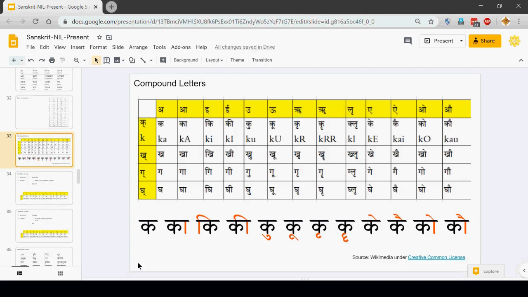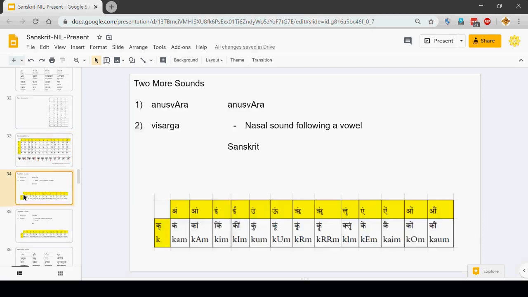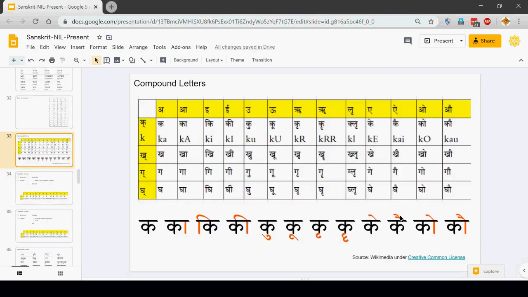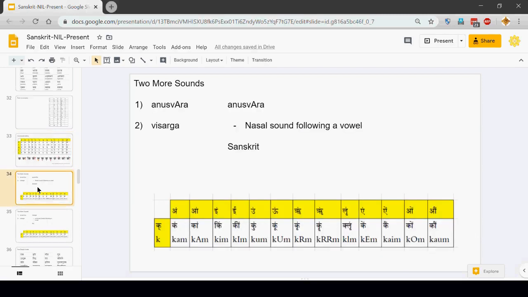And these were the compound letters series for the k consonant. So when we add a vowel to each consonant, then we get a series of these 13 different sounds for each consonant. Ka, ka, ki, ki, ku, ku, kru, kru, ke, kai, ko, ko. The ru has been left out here, but that is also a possibility too. And so each consonant will have these 13 variations.